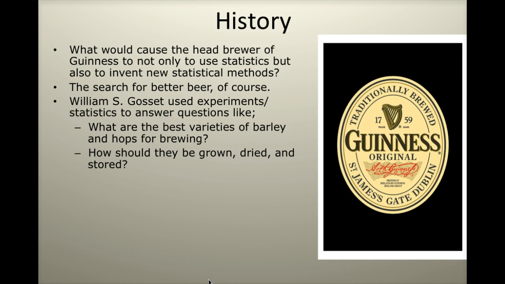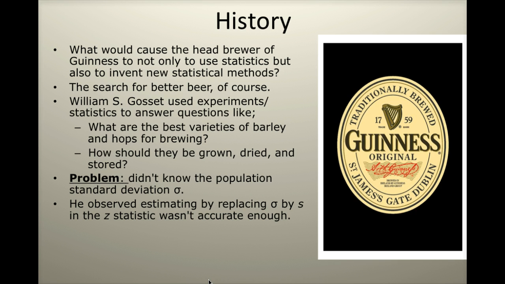Gossett used experiments and statistics to answer questions like, what are the best varieties of barley and hops for brewing? How should they be grown, dried, and stored? The problem was that when he did these experiments, he did not know the true population standard deviation of his data sets. Therefore, he had to use our sample standard deviation.